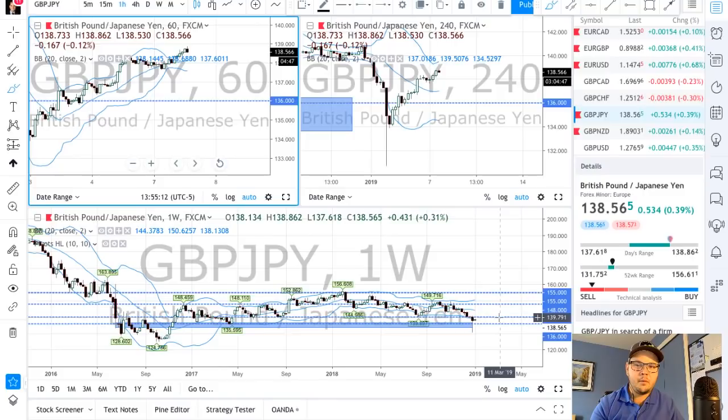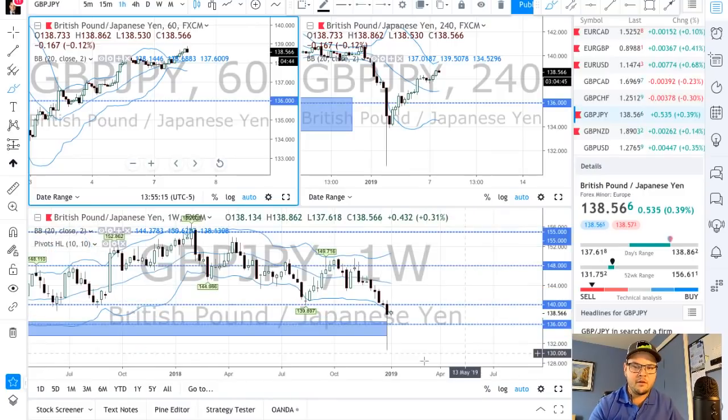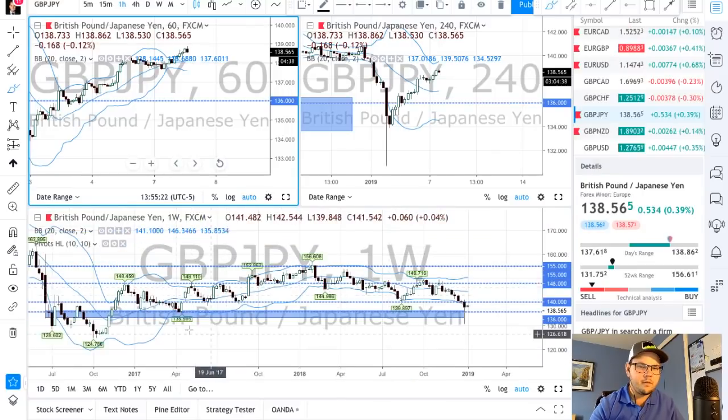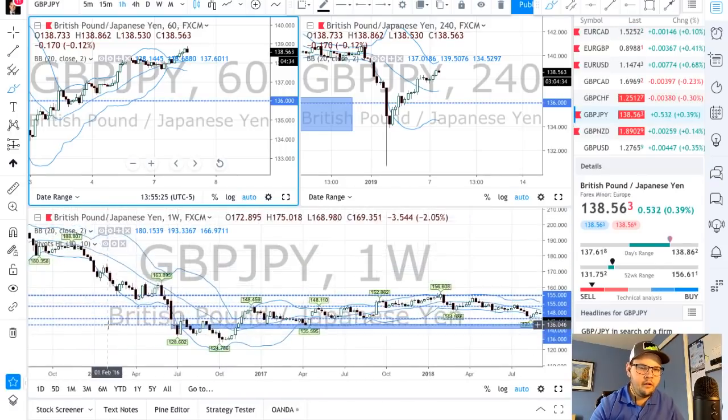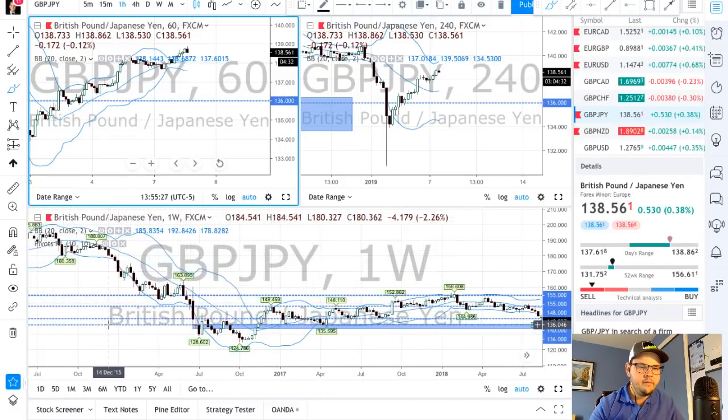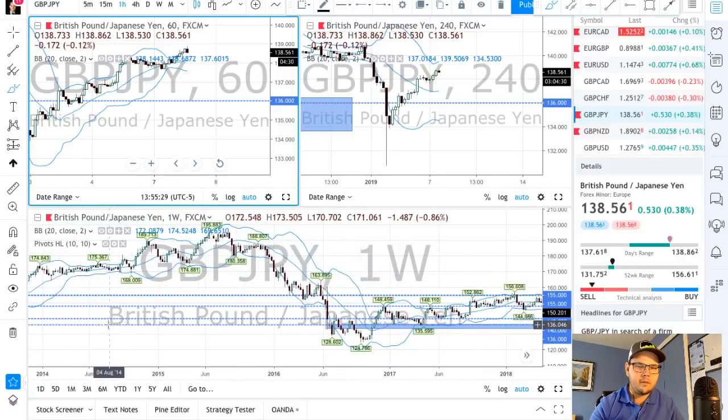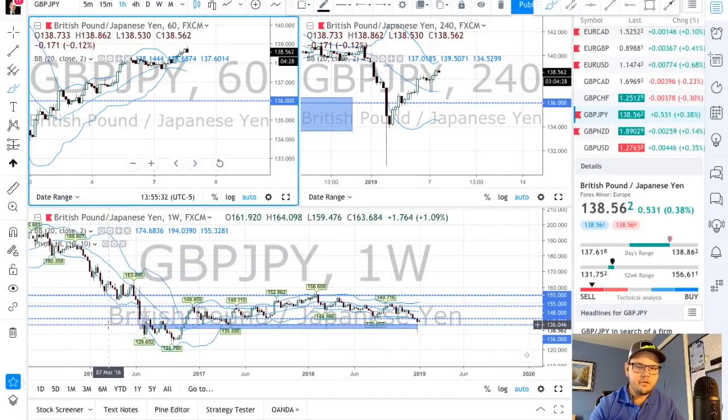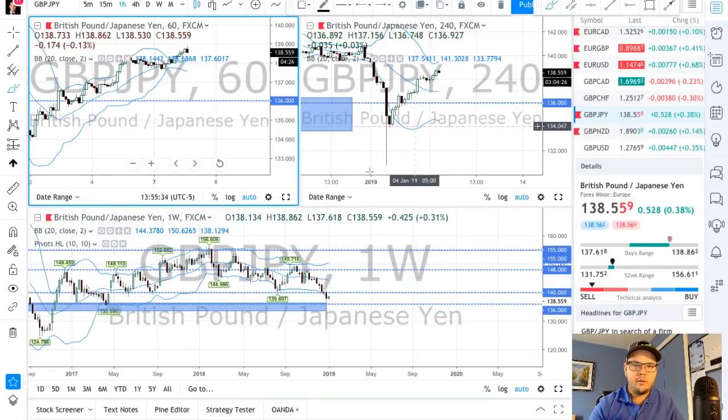GBPJPY is coming back to a support area at 136. Not quite there yet, but that's where I'll look for a bullish setup on this pair, based on this move over here. It's a pretty good level in my opinion. So I look for a bullish setup there. We had one right over here.